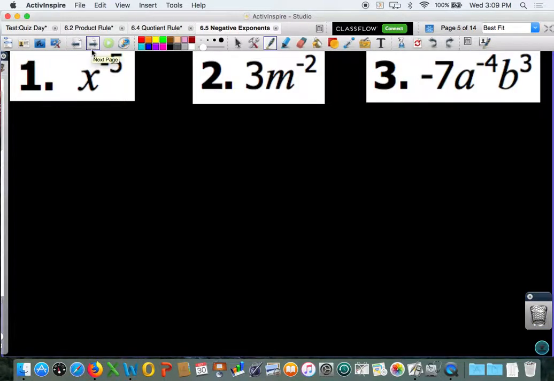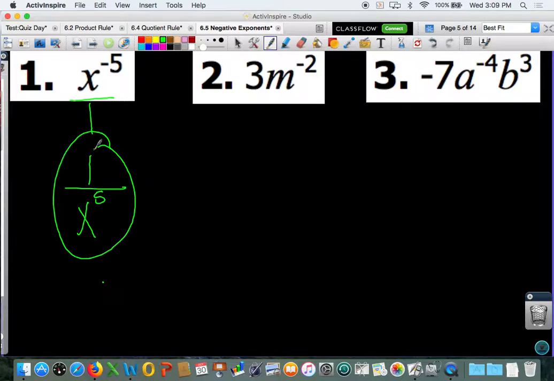So let's start with number 1. We have x to the negative 5. Well, we know that anything is automatically over an invisible 1. So I can see it is on top of my fraction bar and it's negative, so it needs to go to the bottom of my fraction bar. I'm actually going to swap everything. My 1 goes on top, my variable with my exponent goes on bottom, and my exponent is now no longer negative.